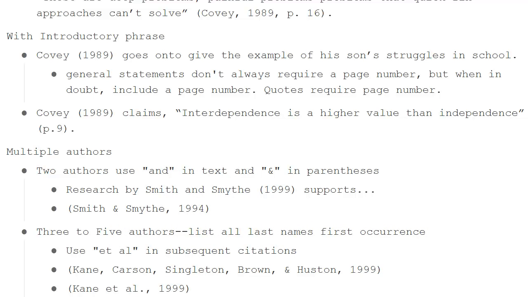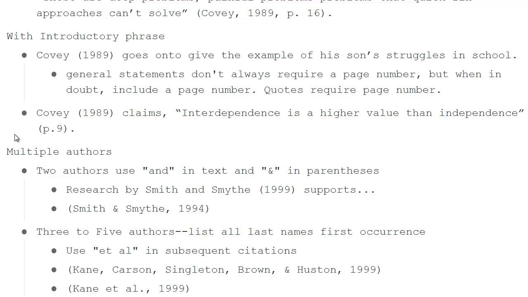To summarize what we just did, you can do your basic in-text citation without an introductory phrase or with an introductory phrase. And we did a couple of examples of that. Covey, comma, 1989, comma, p. 16. That's how to do it without the signal phrase. With the signal phrase, we did it Covey, 1989, claims interdependence is a higher value than independence, page 9. Now, how do I handle a couple of special situations?